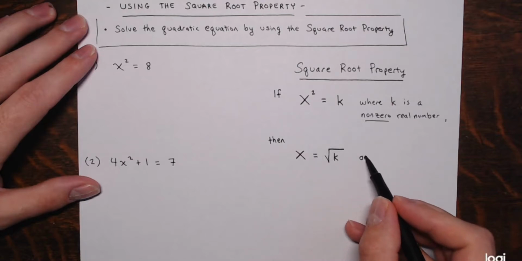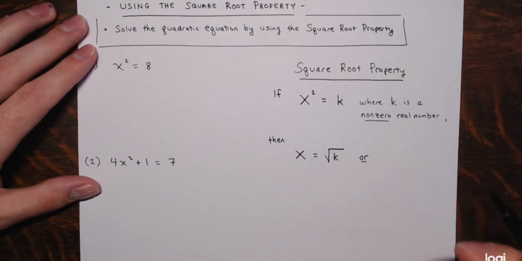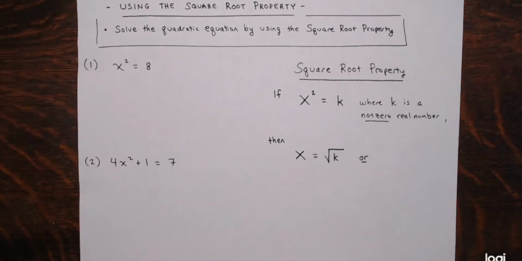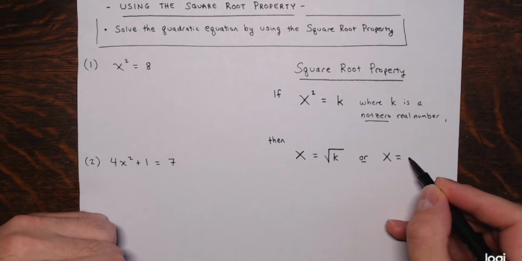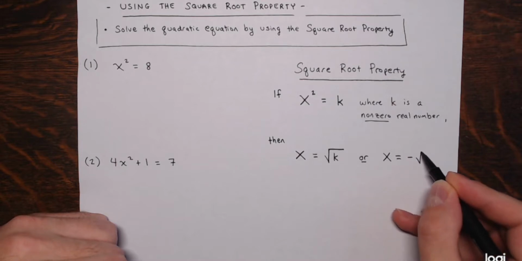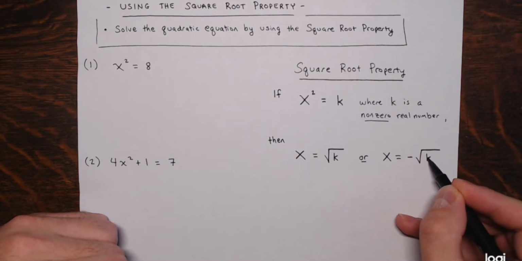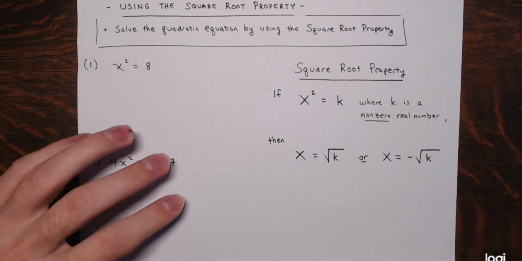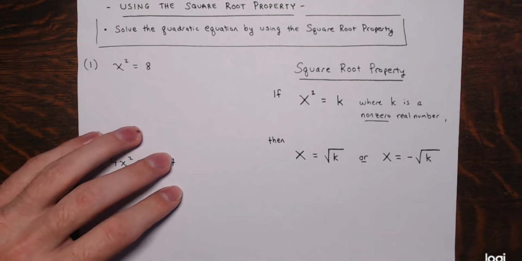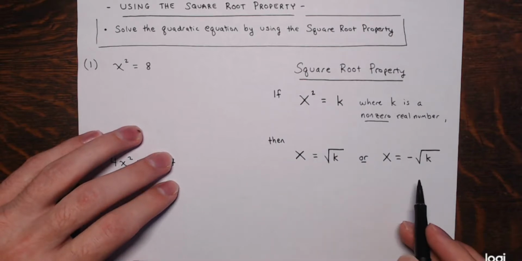Or this expression being squared, right, this X, could be the opposite, pardon me, the opposite of that principal square root, or the negative square root of K. Right? And that's it. Right?